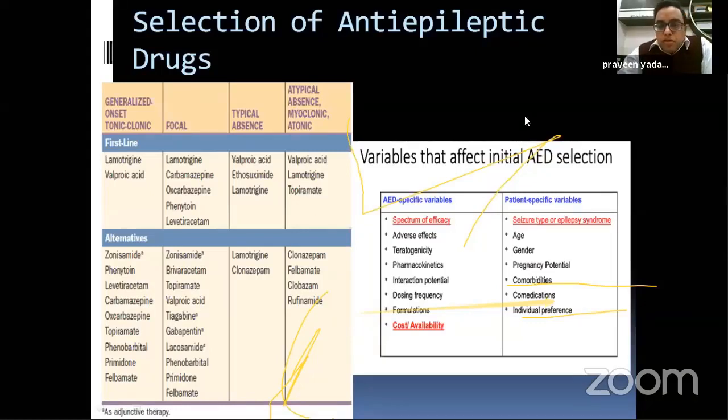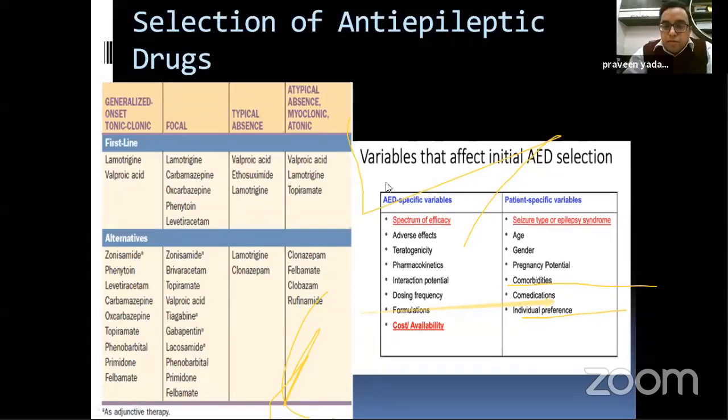Now coming to the selection of the anti-epileptic agent. First thing, there are two variables. One is the anti-epileptic agent related variable. Second is the patient specific variable. In the anti-epileptic related variable, most important is the spectrum of efficacy. So if it's a focal seizure, you can take carbamazepine or oxcarbazepine. If it is a generalized seizure, valproic acid, lamotrigine, or levetiracetam, and the other broad spectrum medications can be effective in both focal and generalized epilepsy.